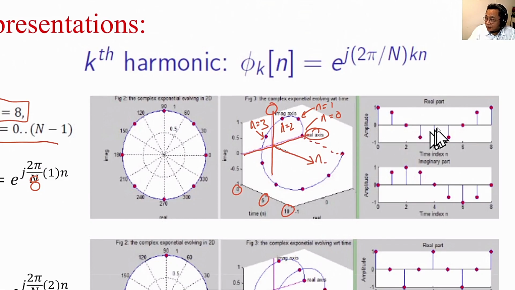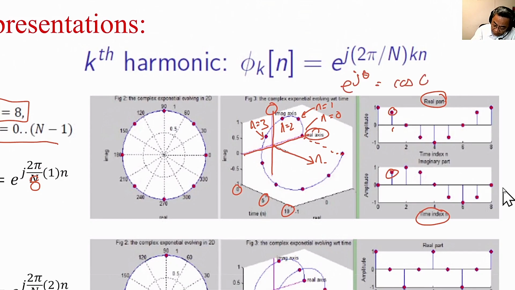We can also visualize it in the real and imaginary parts. So in the real part, we see that for n equals 0, amplitude is 1, imaginary part is 0. For n equals 1, this is the real part, this is the imaginary part. In fact, it forms a cosine for the real part and a sine for the imaginary part, because e^(j theta) is equal to cosine theta plus j sine theta. So as theta is varying, we get the real part as cosine and the imaginary part as sine.